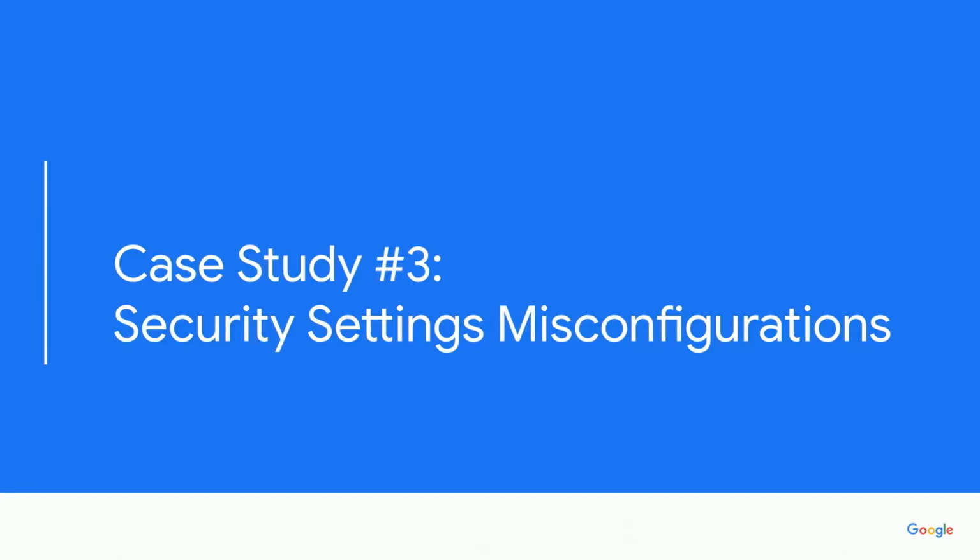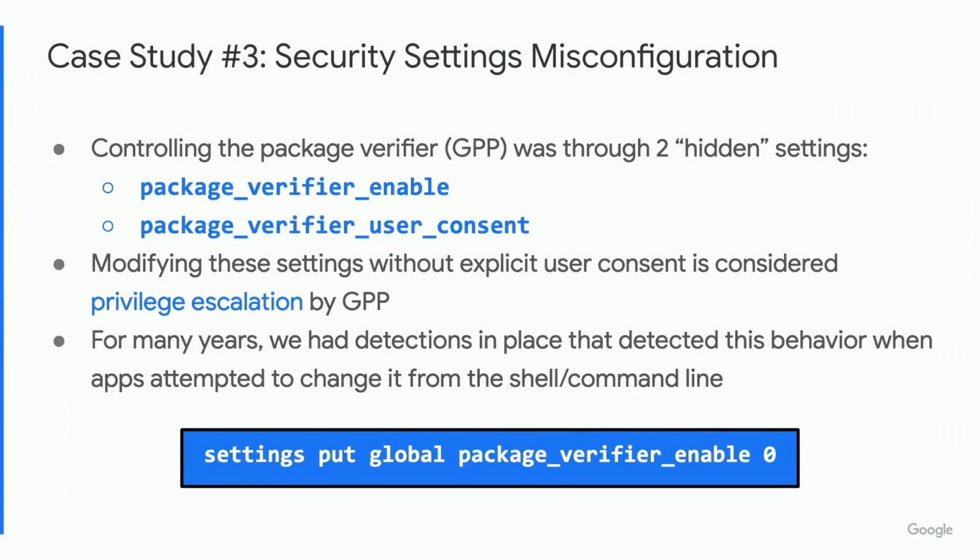Yeah. So the next case study we have is security settings misconfiguration. So what happened is there were a lot of devices disabling Google Play Protect, which Google Play Protect has also considered that behavior, whenever it happens without user consent, as privilege escalation for many years. And so in order to disable or enable Google Play Protect, this happens through two settings that were hidden but still accessible to OEM code.